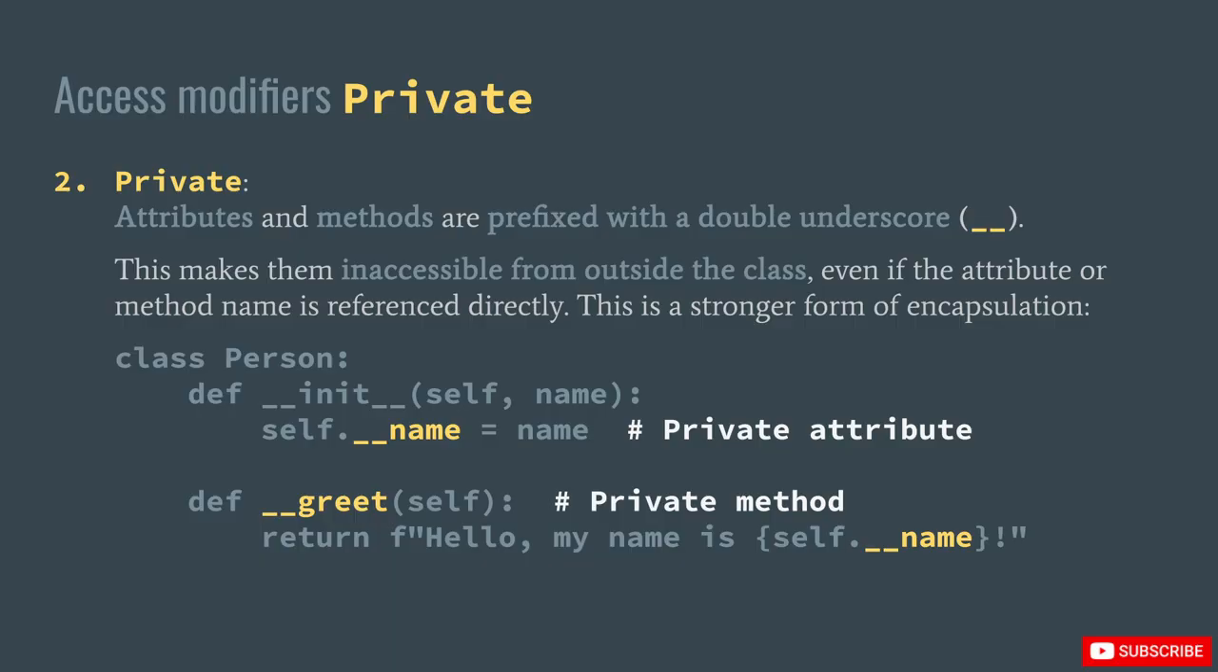In this code, name is a private attribute, and greet is a private method. These members are hidden from direct access outside the person class, providing strict control over how they're accessed and modified. This form of encapsulation is useful for protecting sensitive data and implementation details.